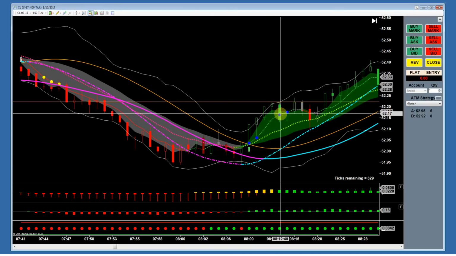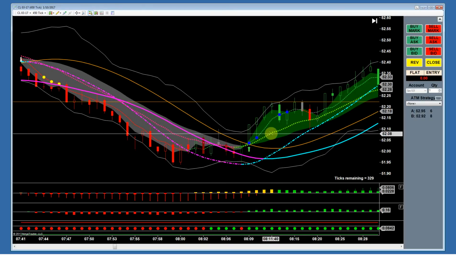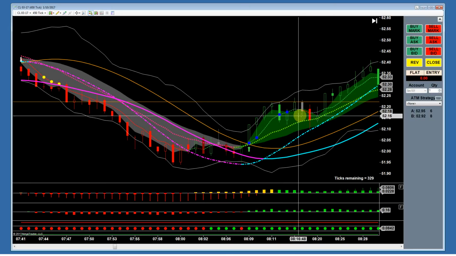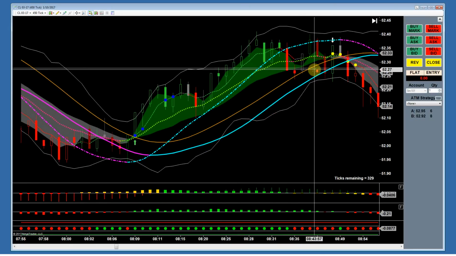Look at that. Here's when they crossed over. Just stay on that side, and you get a little whipsaw, but they eventually work their way up in most cases.